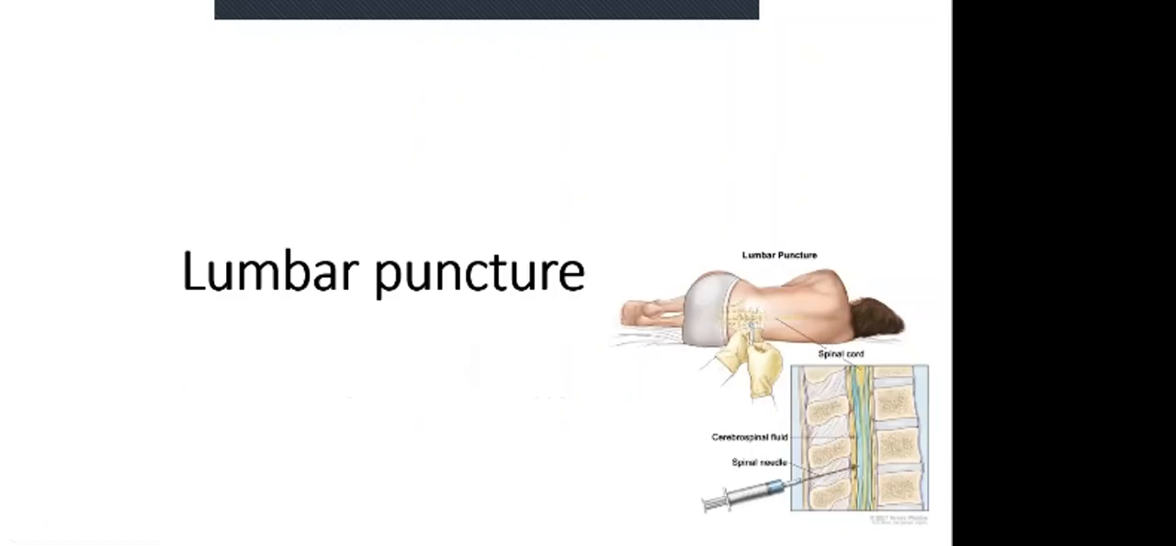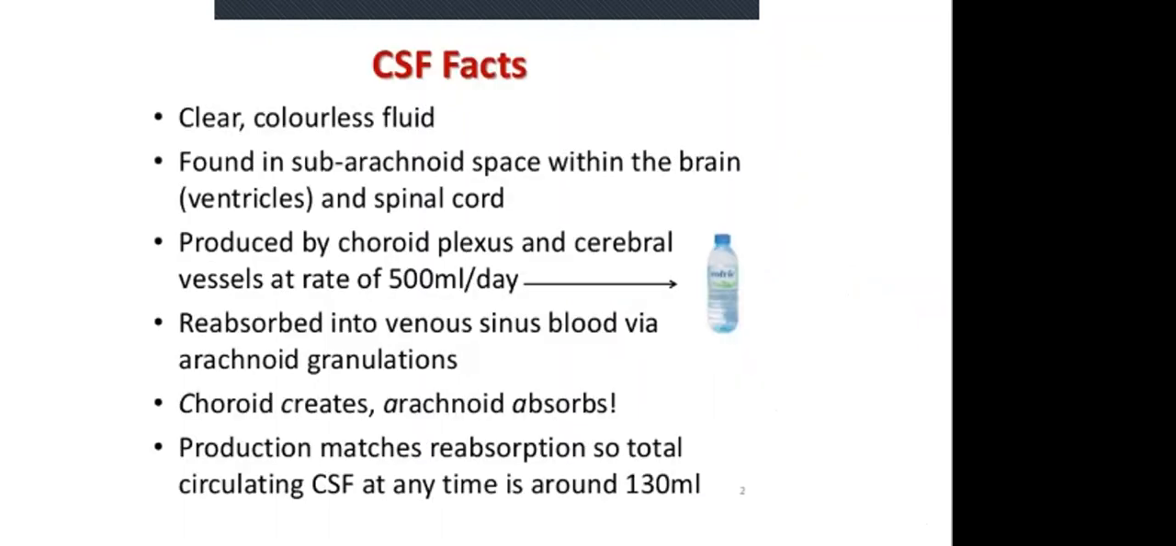So, lumbar puncture. So, I think you already know about the lumbar puncture a little bit because you passed the medical posting. So, just a fact. CSF fluid is a clear or colorless fluid. It is found in the subarachnoid space, in the spinal cord. Produced by choroid plexus and cerebral vessel at rate of 500 ml per day. So it reabsorbs to the venous sinus blood, so it reabsorbs back via arachnoid granulation.